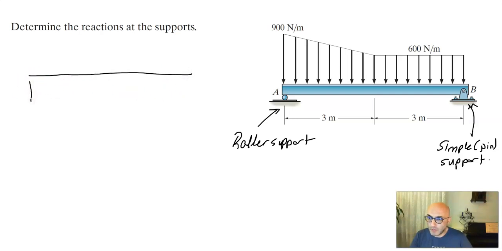On the roller support, we're going to be having this vertical reaction AY. Well, let's call it NA. It's customary to call this single reaction N, normal reaction at point A. We have a single reaction force, and at the pin, we have BY and BX.